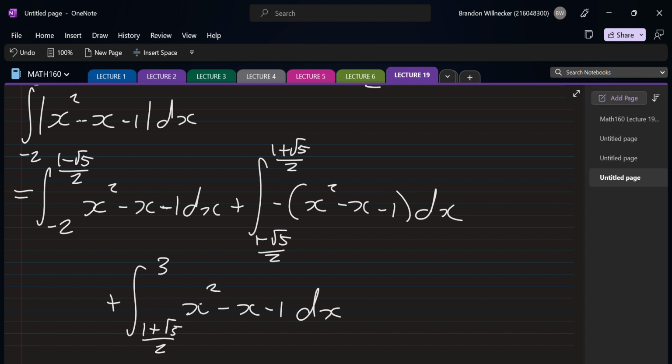All right. Any questions on that? Okay, so everyone's all right with that. And then these three, you do your standard FTC to evaluate. The main part is finding where the function is positive and where it's negative, and finding those regions. If it's negative, remember to put a minus sign in front. Okay, any questions before we move on?